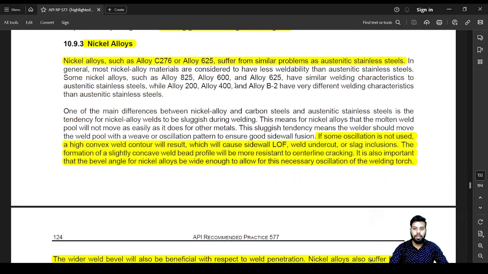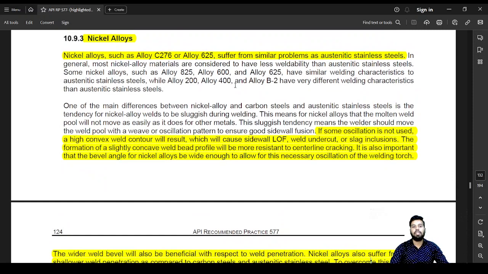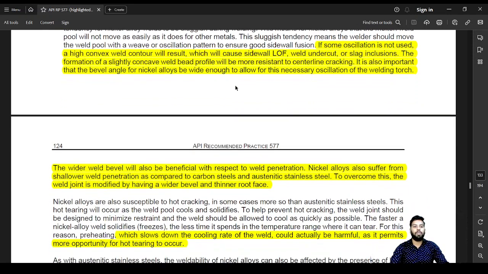Nickel alloys. Nickel alloys such as alloy C276 and alloy 625 suffer from similar problems as austenitic stainless steel. If oscillation is not removed, a high convex weld contour will result, which will cause lack of sidewall fusion, weld undercut or slag inclusion. The formation of a slight concave weld bead will be more resistant to centerline cracking. It is also important that the bevel angle for nickel alloys be wide enough to allow for this necessary oscillation of the weld torch. The wider weld bevel will also be beneficial with respect to weld preparation.